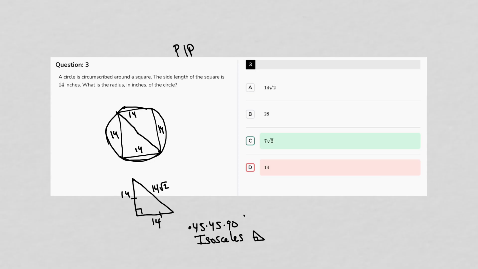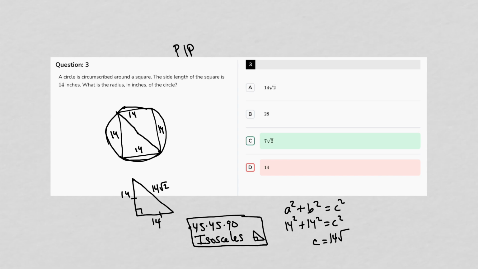If, of course, none of this came to your mind when drawing this right triangle, you could simply use Pythagorean theorem, where, of course, C must be the hypotenuse. And you can say, well, I have 14 squared plus 14 squared equals C squared. And what you will find is that C is equal to 14 root 2. That's what you'll find. So then we're still not done because we don't want the entire length of this hypotenuse. We just want the length of the radius.